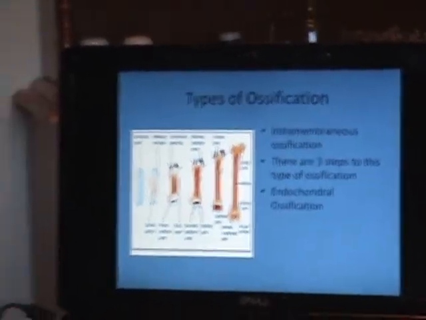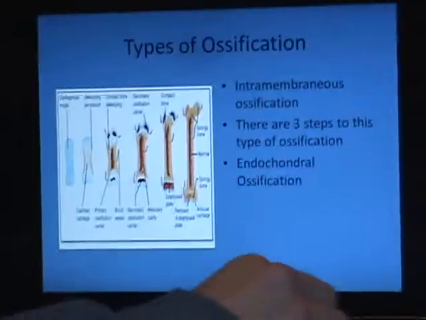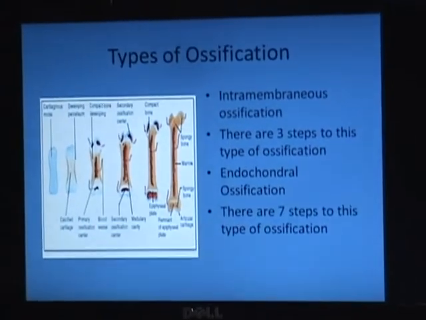Okay, endochondral ossification. It forms bone out of hyaline cartilage. When you start as a fetus, your bones aren't even hard; they're made out of cartilage when they first start. The 7 steps to endochondral ossification.